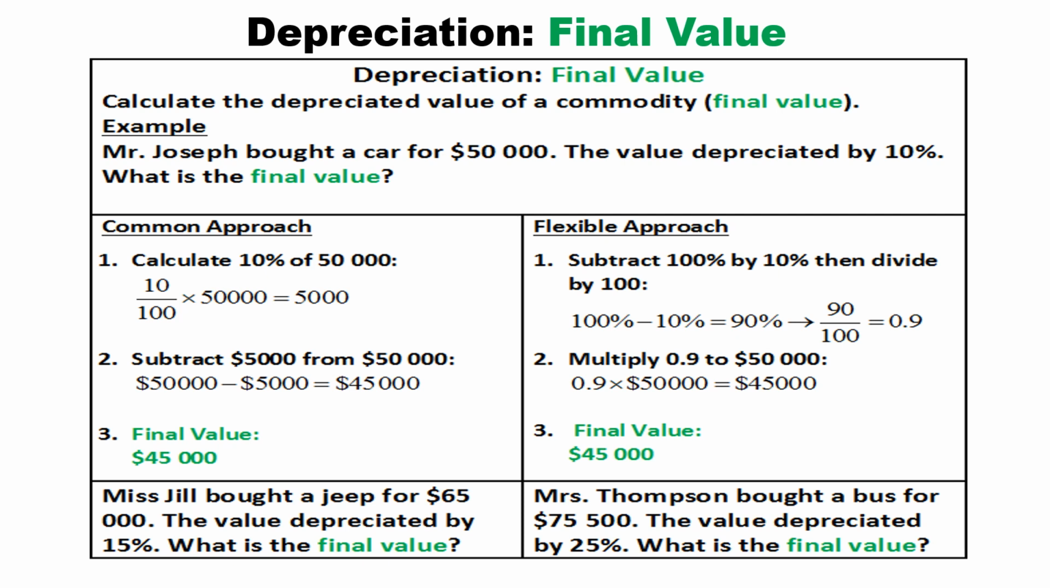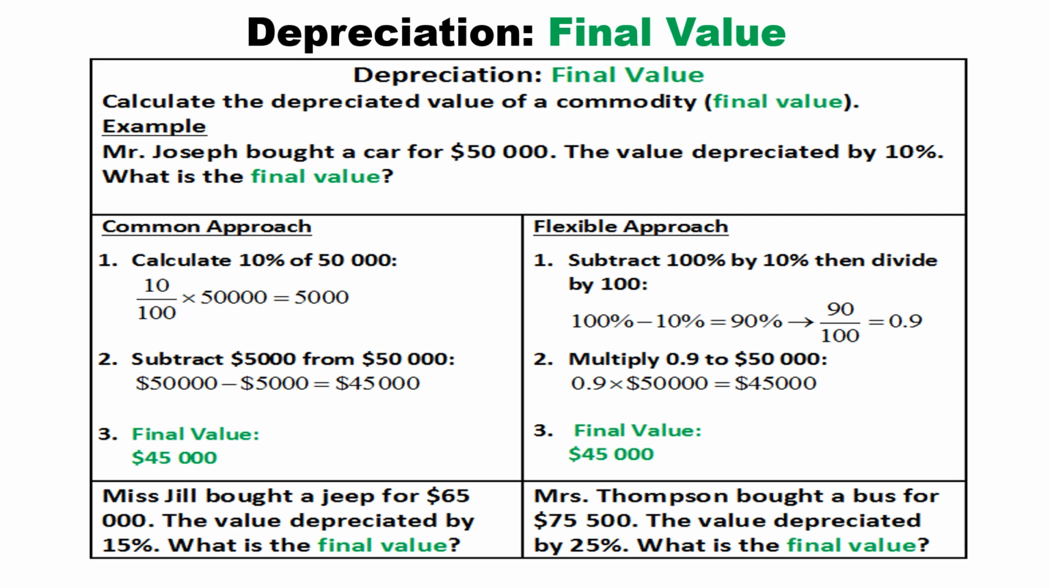For the common approach, you begin by taking 10% off the 50,000. Step number 1. So that's 10 over 100 times 50,000, because we know off means multiply in fractions, and that's 5,000. And step number 2, you subtract. You subtract because you are depreciating. If you are appreciating, you add. If you are depreciating, you subtract. So now you subtract 50,000 by 5,000 to give you 45,000, and the final value of that car will be 45,000.